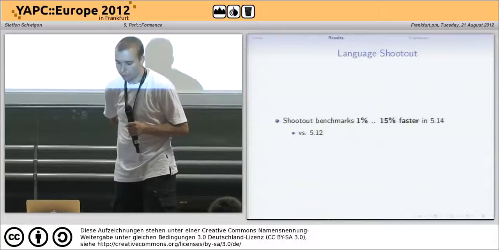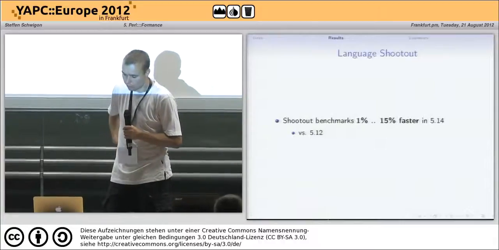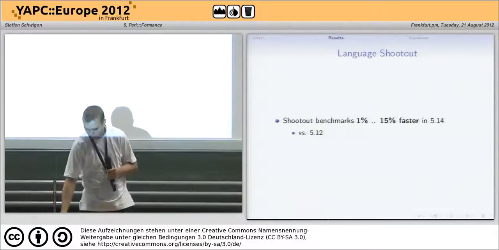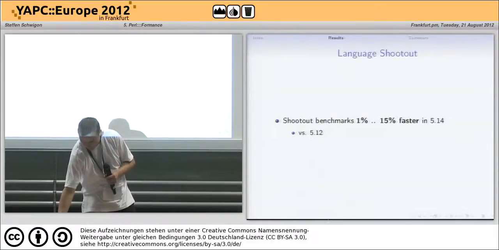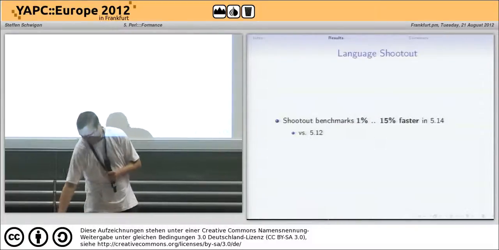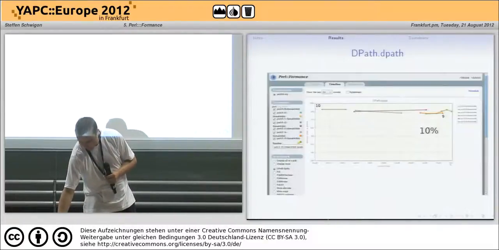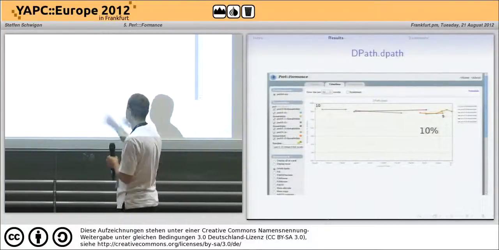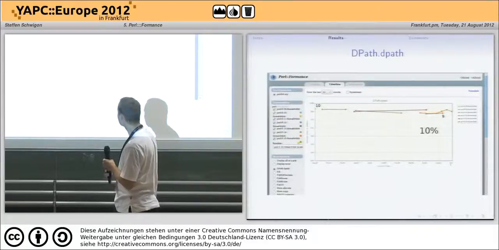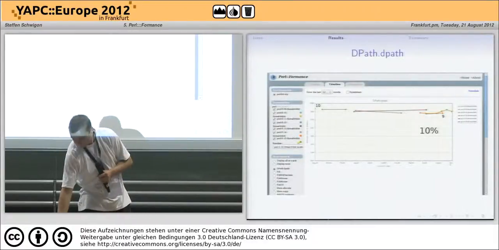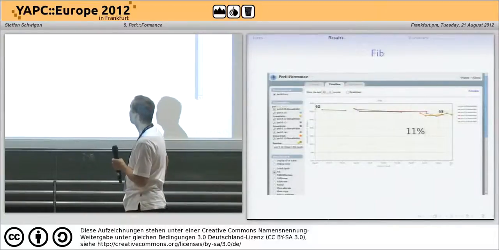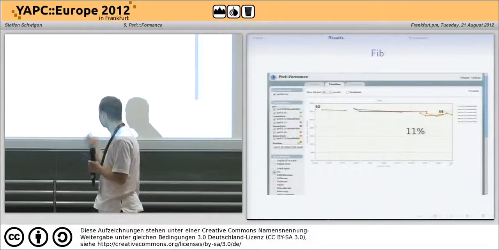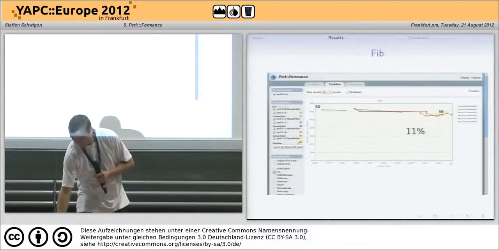Then on Apache.org, there is a language shootout where I stole quite some benchmarks, and they generally improved by about 1 to 15%, depending on the workload, against 5.12 at least. So, of course, you want to see graphs. I just point out some highlights. My dpath benchmark improves by about 10%. The Fibonacci numbers as a vehicle for function calls improved by about 11% in 5.14.